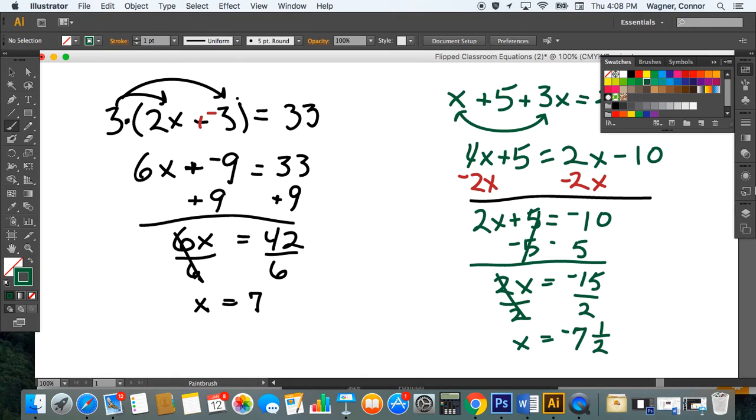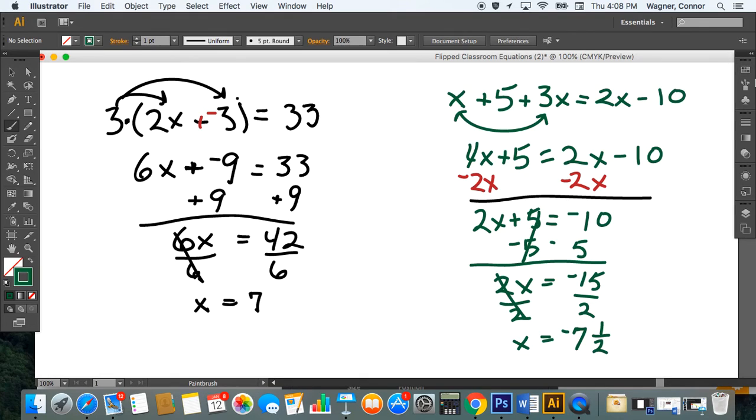Those are just a couple examples of some trickier problems. In this one, we had the distributive property we had to worry about before getting into our equation. And over here, we had like terms we had to combine before getting into solving our equation. And I know I talked pretty fast here, but the great thing about a video is you can pause it, replay it, see if you don't understand something, and you can always ask me in class for more help.